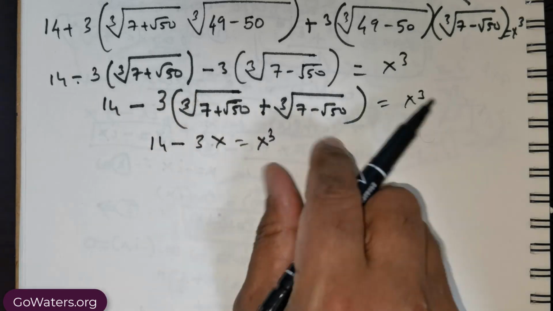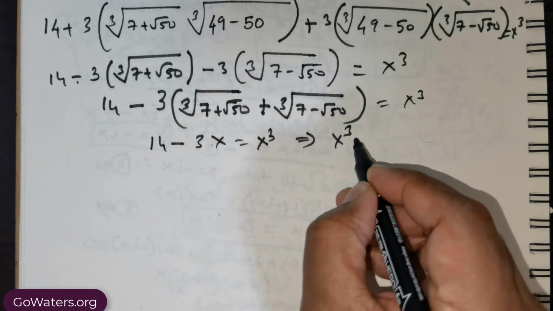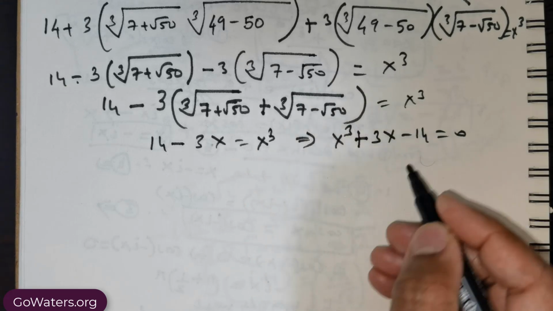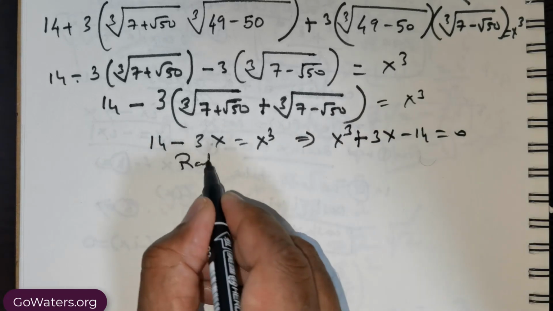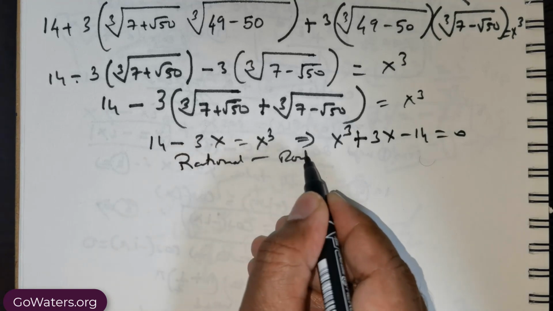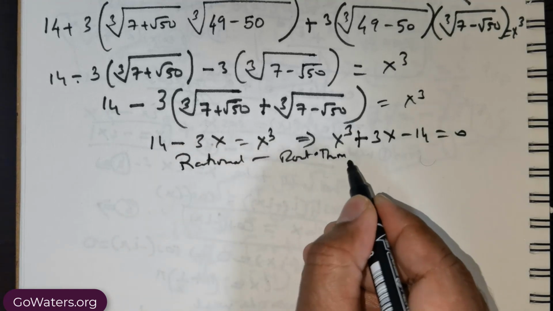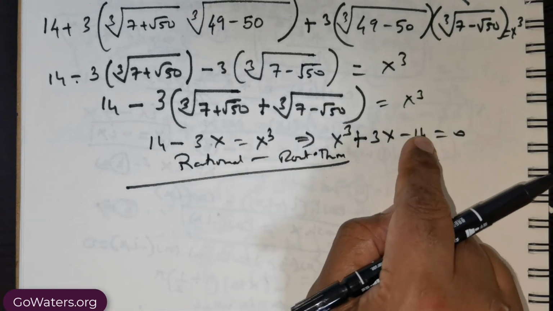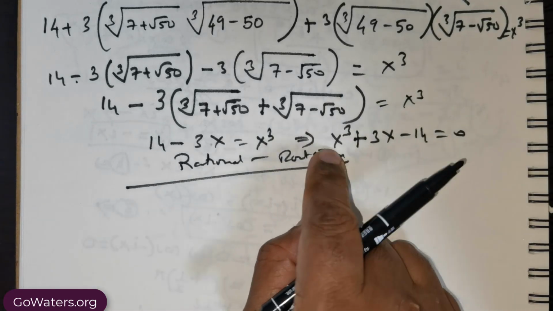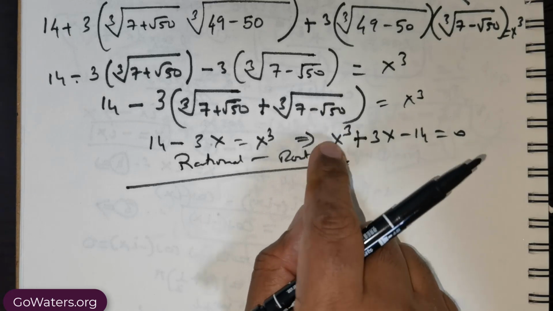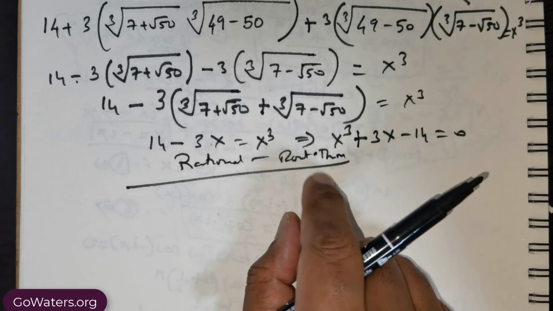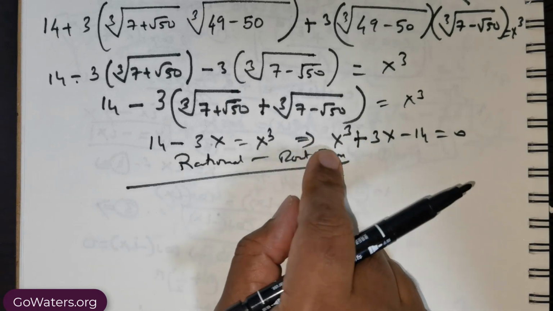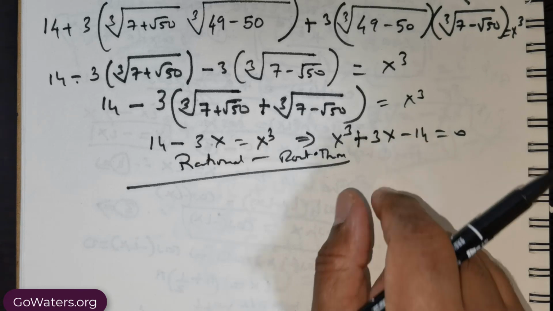If I were to push everything to the right side, this would mean I get x cubed positive 3 times x negative 14 is equal to 0. Now we will use what is called the rational root theorem. By the rational root theorem, you will have to get the factors of the constant term divided by the factors of the leading coefficient term. In this case, it's x cubed. But apparently the leading coefficient is actually 1. So get all the factors of negative 14.